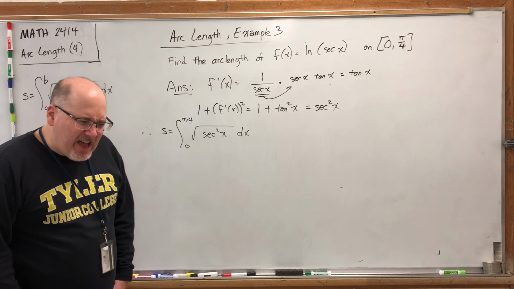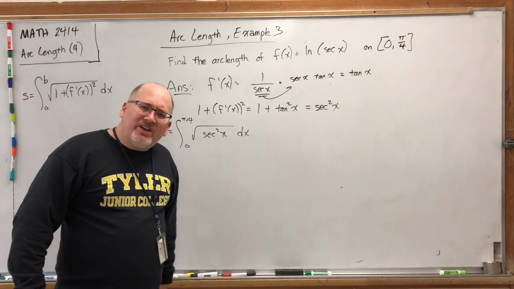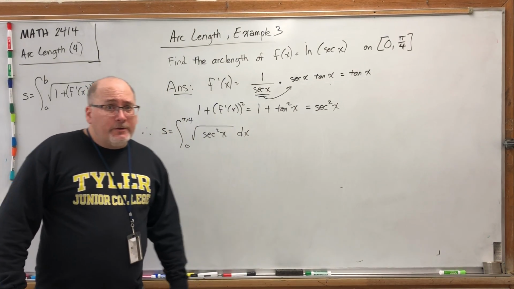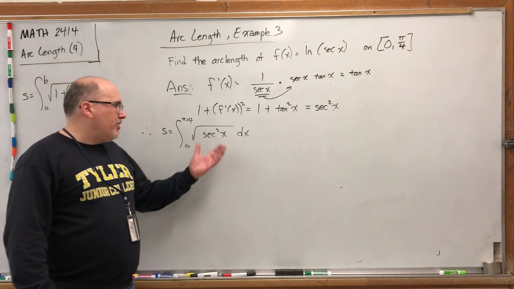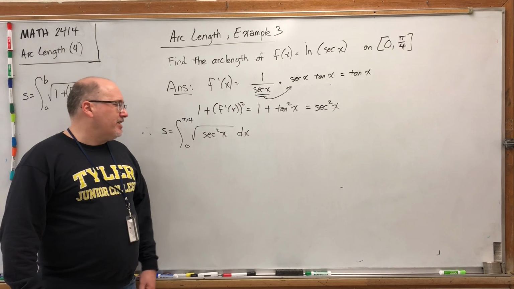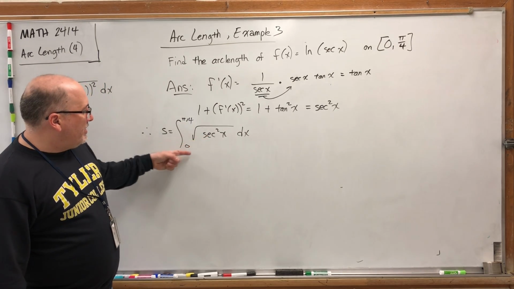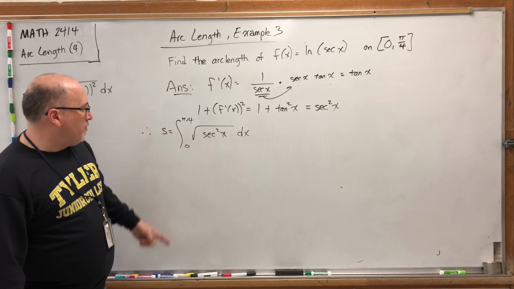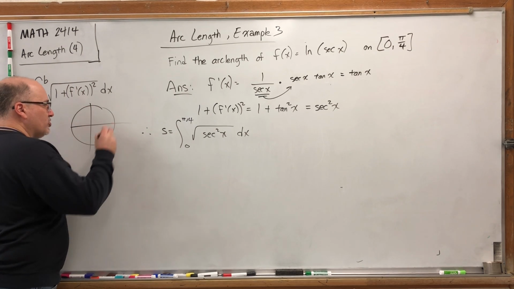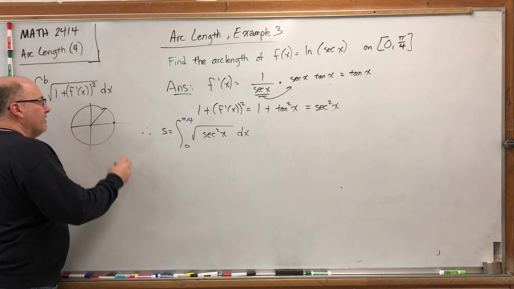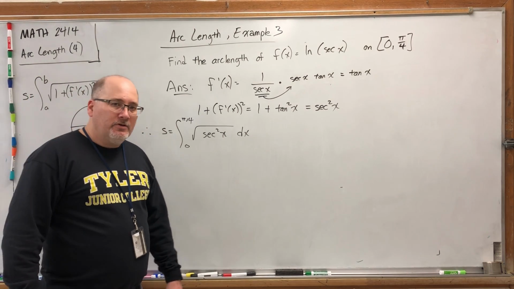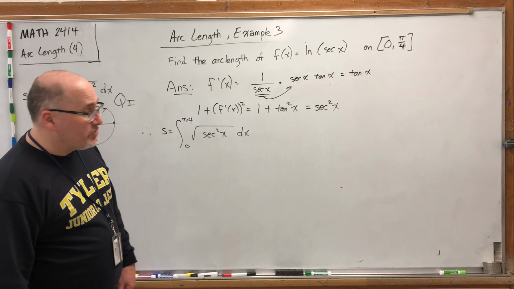Ooh, but if you're starting to have a migraine from everything I said in the previous video about canceling squares and square roots, they cancel if the thing getting squared is positive. So technically you have to make sure that secant x is positive. But the interval of values is from 0 to pi over 4. In other words, if you were thinking about the unit circle, this is in quadrant 1 where every single trig function is positive. So yeah, the square and the square root cancel.